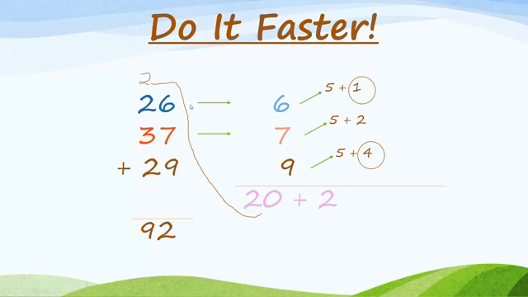Okay, so our 6 is made up of 5 and 1 more. We did this already. 7 is 5 and 2 more. 9 is 5 and 4 more. So we're just going to focus on that. So find your secret 10s. Here's a secret 10, 5 and 5.